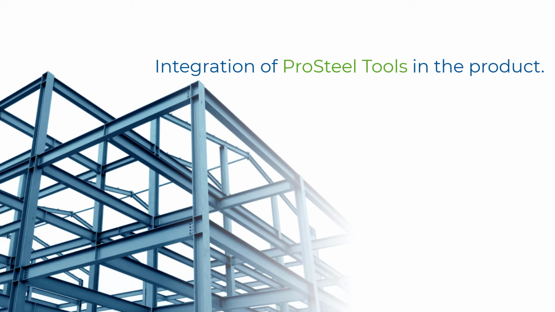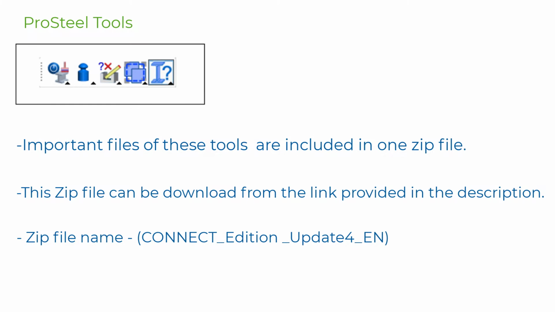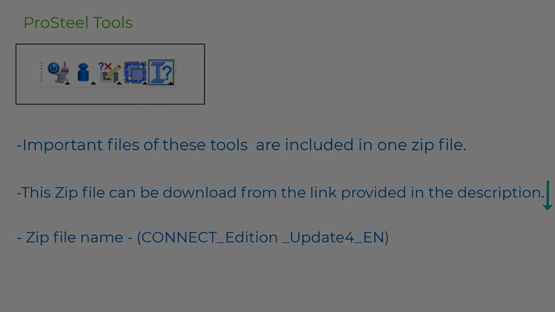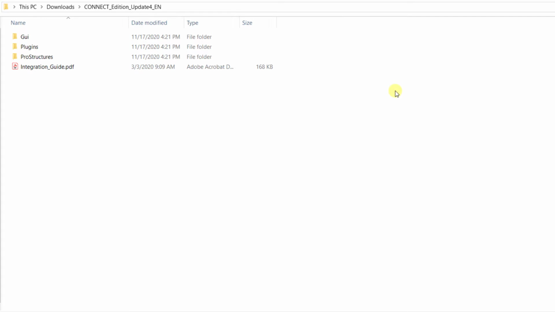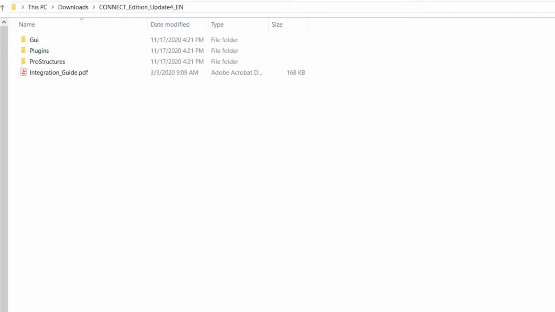First, we will see how we can integrate the tools in the product. We have provided the link below in the description from where you can download a zip file that contains all the files required to execute these tools in the product. After downloading the file, extract it. You will see 3 folders and an integration guide that shows the steps for the integration of the tools with the product.